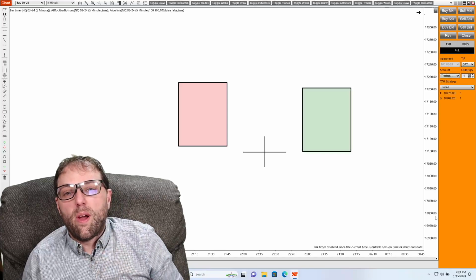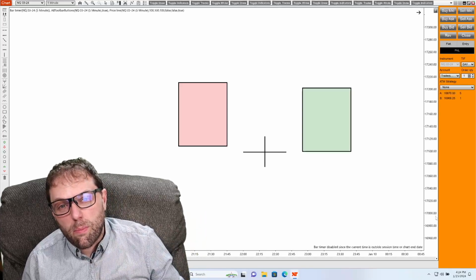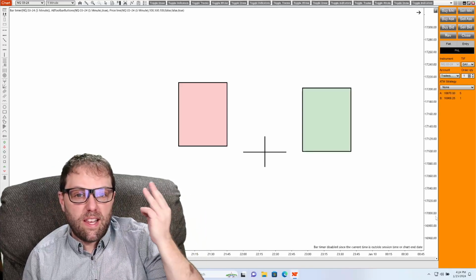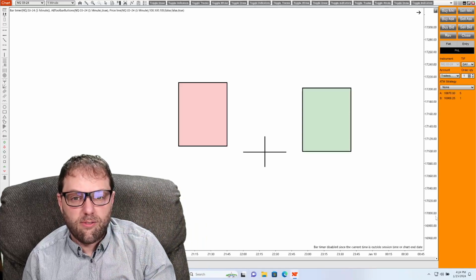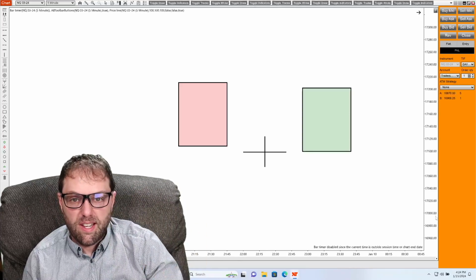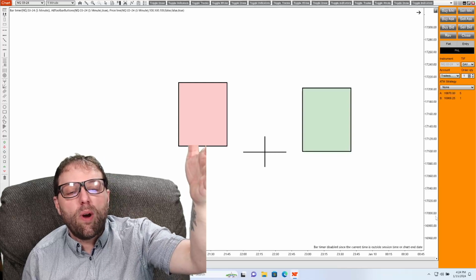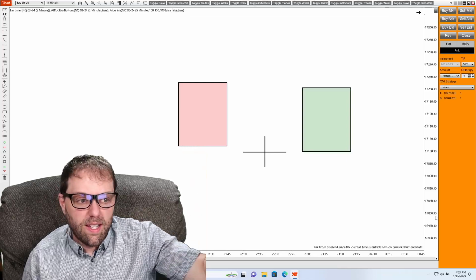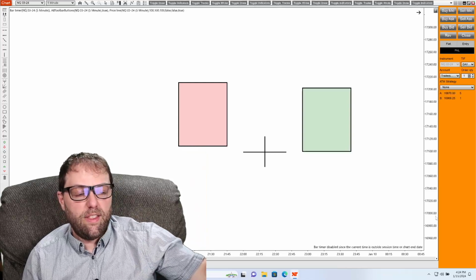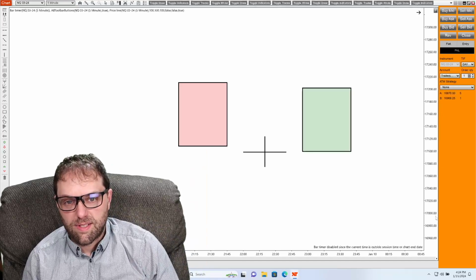So to start off with, we've got to define the Morningstar formation. Now the first step is it is a 3 candlestick formation represented as you see here on the chart. We do have a full-bodied bearish candle, an indecision candle, and then a full-bodied bullish candlestick.